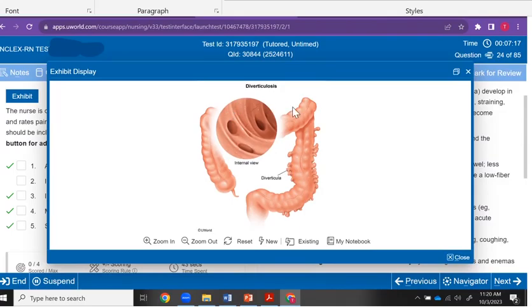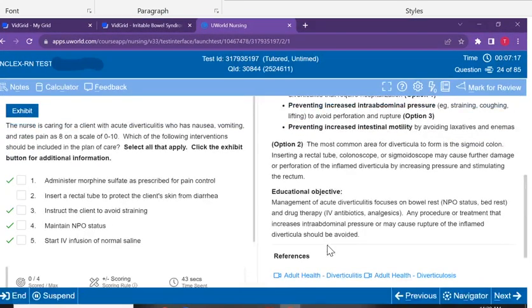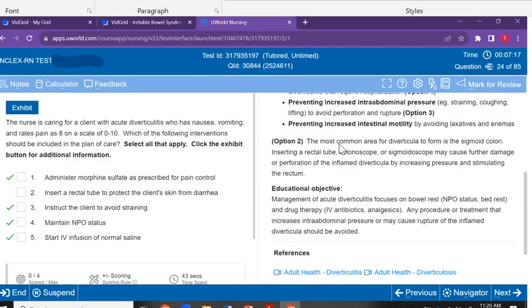So look, here's the pocket. We already saw a picture of this. I just wanted to show you what UWorld did. And then it says the most common area for diverticula to form is the sigmoid colon. Inserting a rectal tube or a colonoscope or a sigmoid scope may cause further damage or perforation. Y'all better remember that. Don't put anything in there.